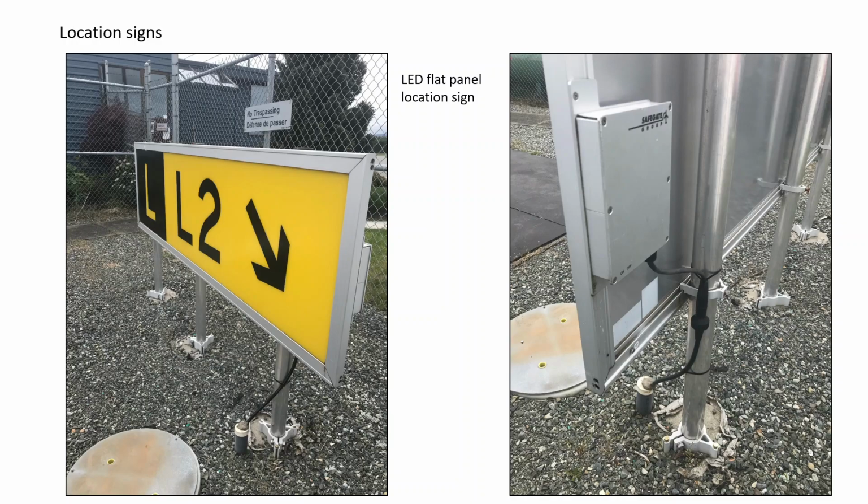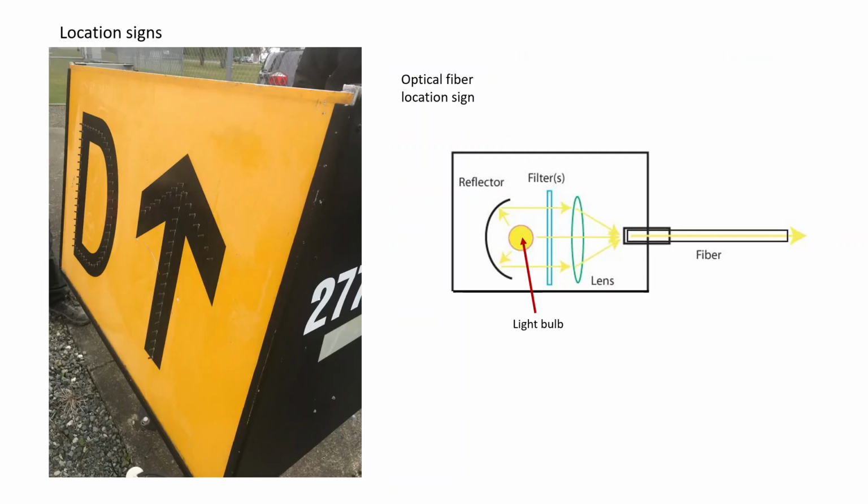Location signs. This is an example of an LED flat panel location sign. There are many different types out there depending on the era of airfield that you happen to be working at. Here's another location sign where it's a beginning into the technology of optical fiber, but really basic optical fiber, where there's a light bulb which is directed or focused through a lens onto a fiber line or fiber optic.